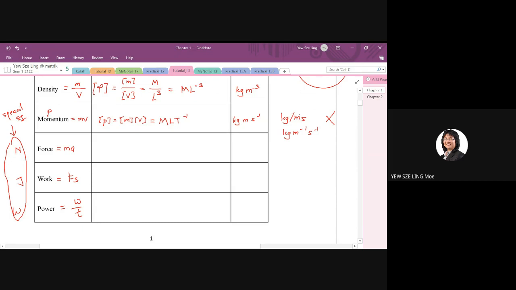If you want to write a stroke in a unit, it should be kg m stroke s. So this is wrong. The correct one should be kg m s negative 1.